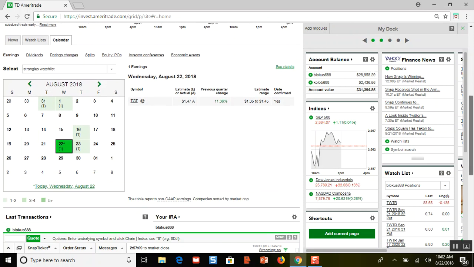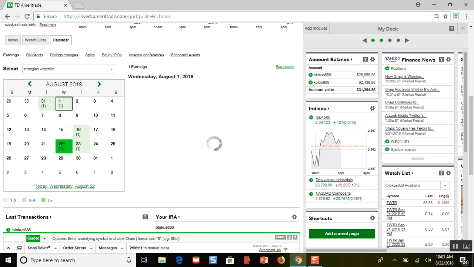Now what does this do? Pretty much all online brokers have this tool, the ability to make watch lists, and also a calendar which shows when the earnings are. Now today is August the 22nd, so I'm not going to go back there, but just for kicks, let's see what that was. That would have been Wednesday the 1st, and it's loading here, and it would have been Tesla.